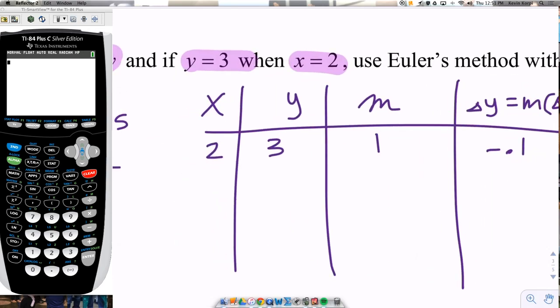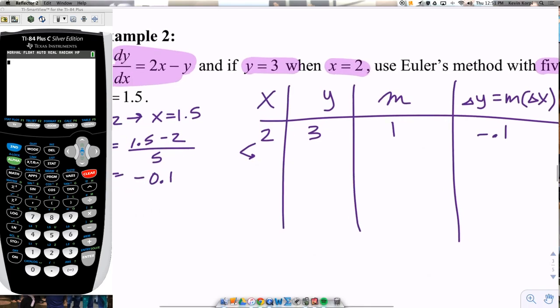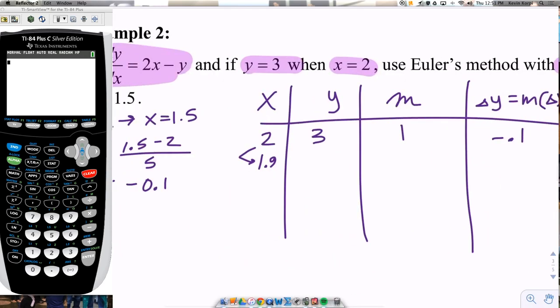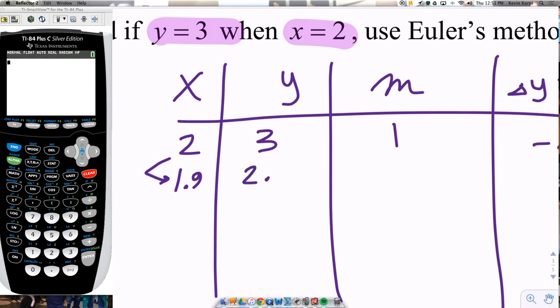Now the new x value, you have to keep generating that. You have to keep adding delta x. In this case, we're going to keep subtracting 0.1. So 2 minus 0.1 is 1.9. And then I'll bring that new y value over, and I got 2.9. So now we're standing at the point 1.9, 2.9, and we do it again.